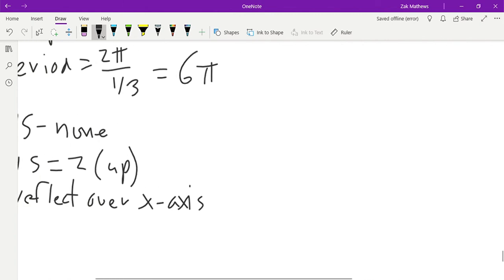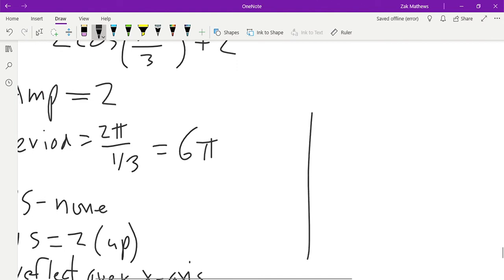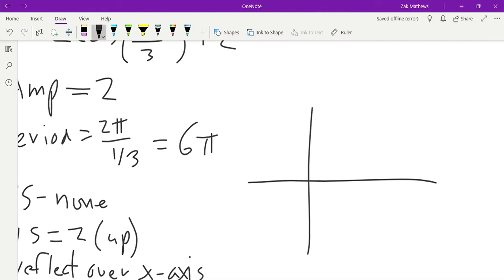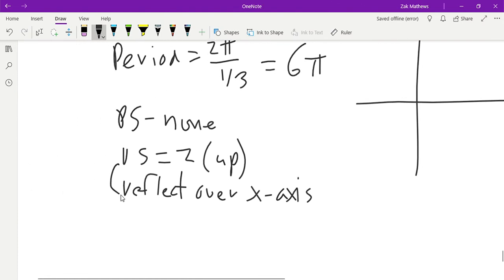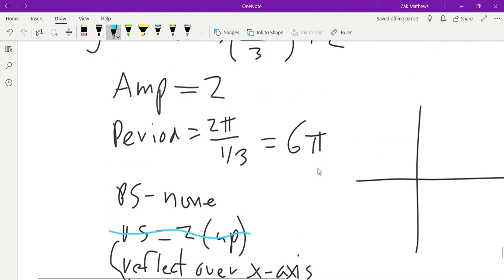So let's put this all together. So no phase shift, that makes it a little bit easier. I'm actually going to ignore this vertical shift, and really let me treat that last. I'm always going to do this vertical shift last, the same way we should with any other transformation. So let me ignore that for right now. I'm going to draw this thing as if that wasn't there.